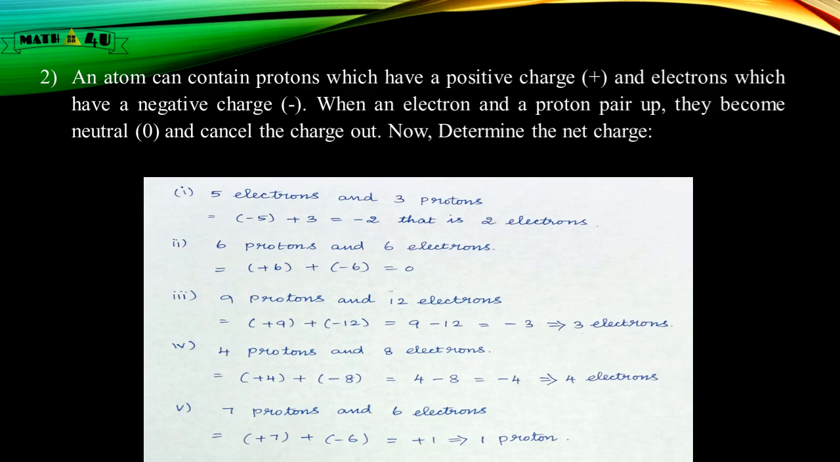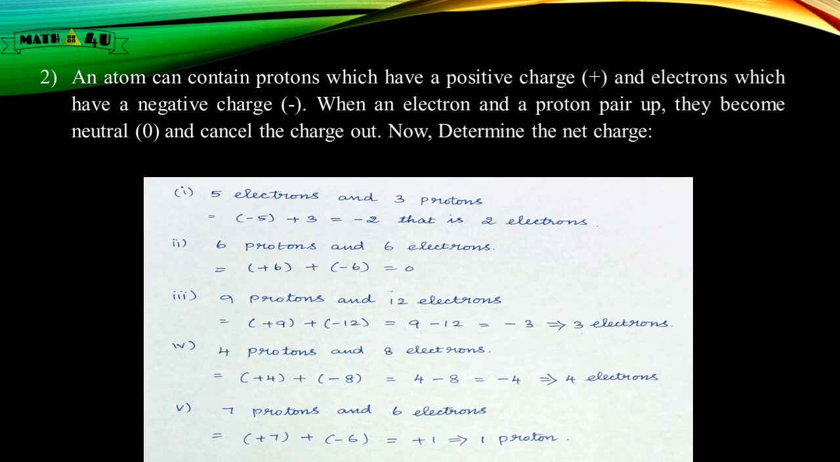Next, 6 protons and 6 electrons. 6 protons, here it is positive 6, plus 6 electrons, minus 6. So plus 6 minus 6, that is equal to 0, neutral. Next, 9 protons and 12 electrons. Plus 9 plus of minus 12. It is nothing but 9 minus 12. 1 positive, 1 negative. Subtract. The answer takes the greater number sign. So the answer is minus 3.